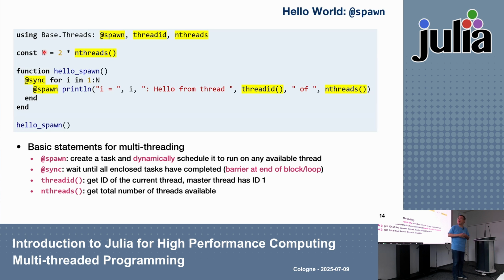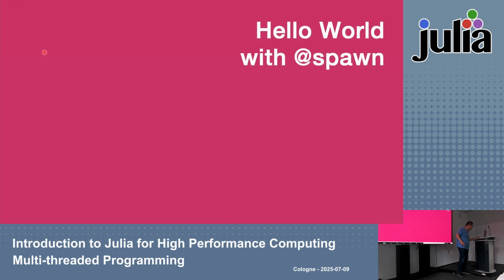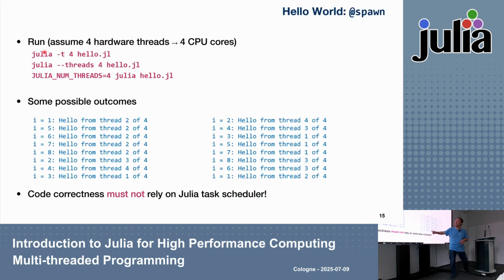Yeah, the number of the threads is always 4. This is definite. I can promise. Number of threads is always 4. If you specify to use 4 threads, the number of the threads is always 4. But the thread ID may change dynamically.